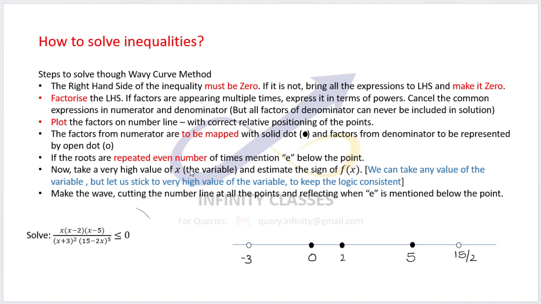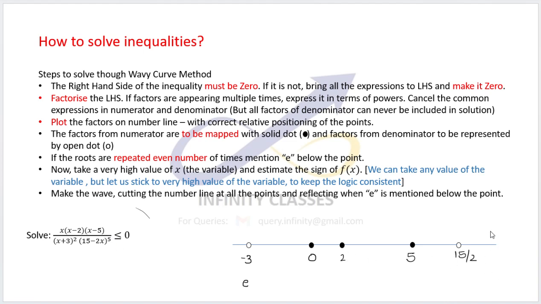If the roots are repeated an even number of times, I'll mention E just below it. So x is 0, repeating an odd number of times, only one time, so it's okay. This is also okay, this is also okay. X plus 3 is repeating 2 times, right? That means minus 3 is getting repeated 2 times, so I'll write E at the bottom. 15 minus 2x to the power 5, 5 is an odd number, so that is okay.